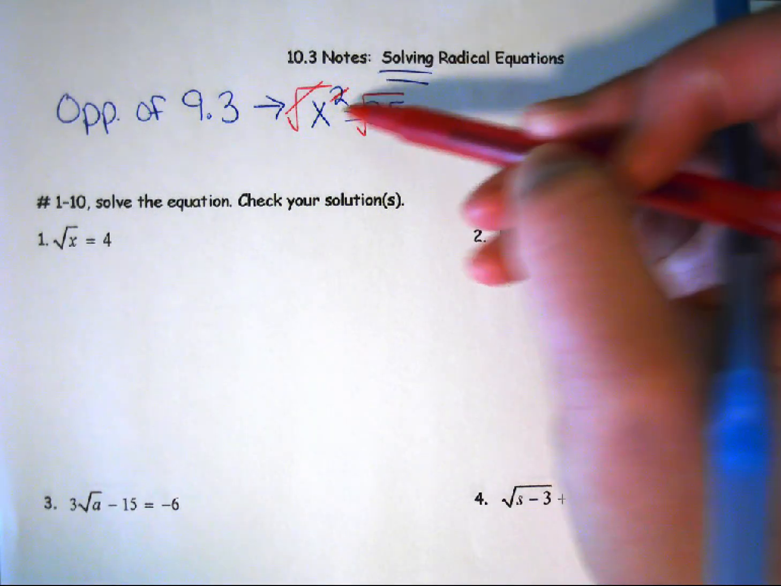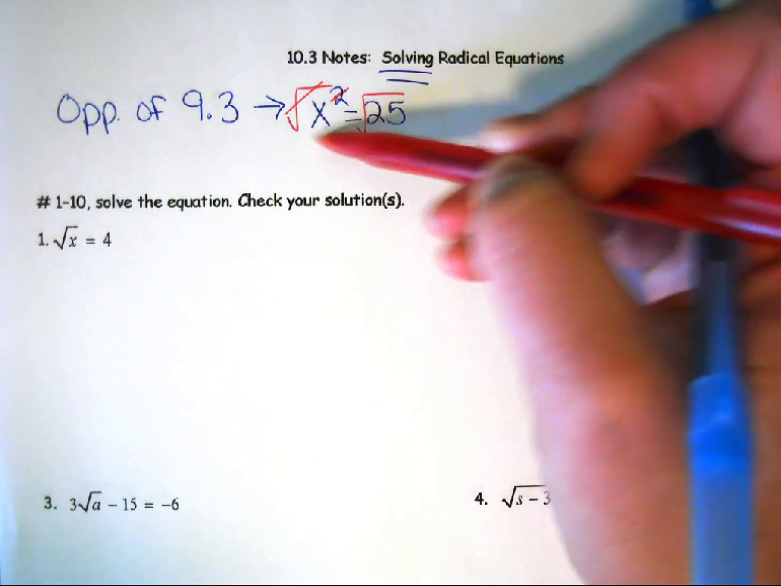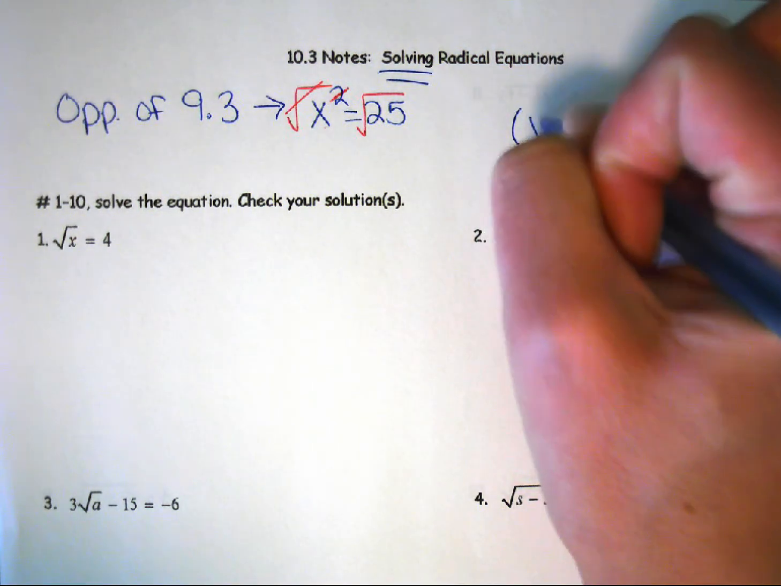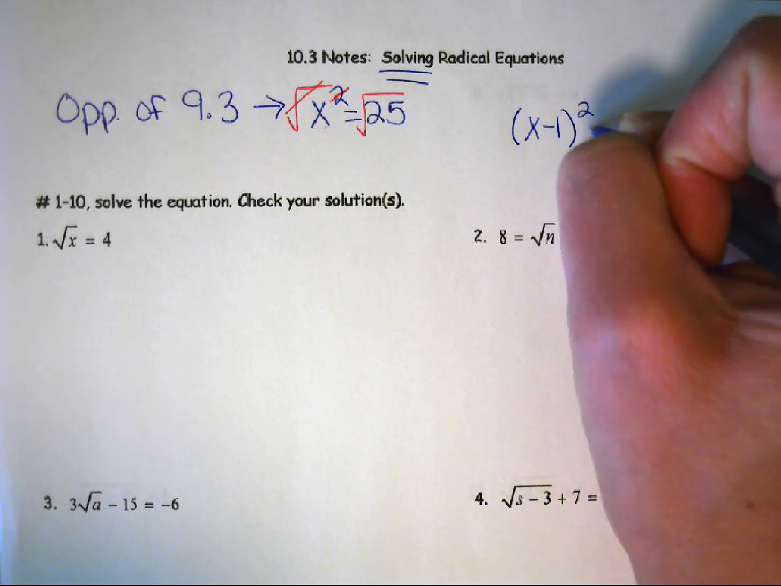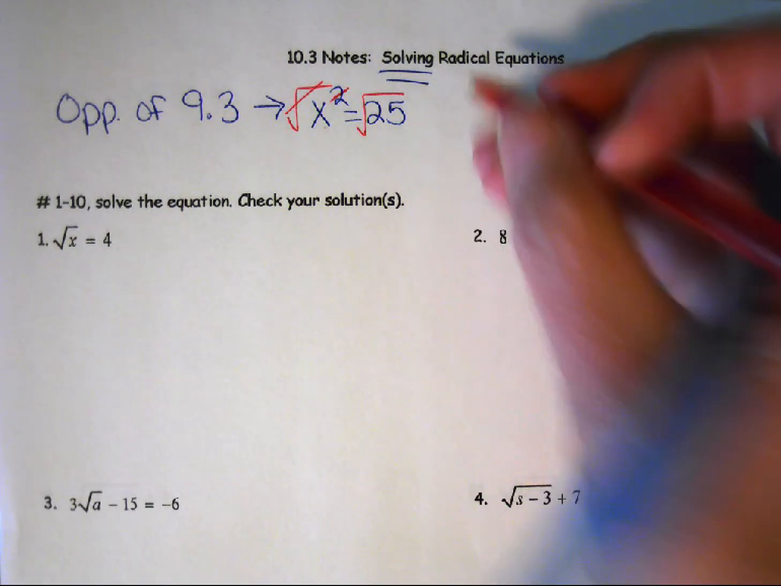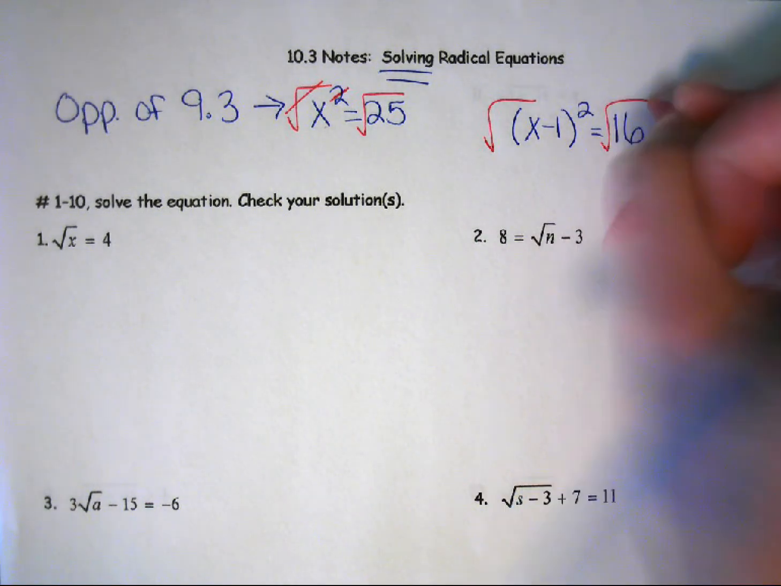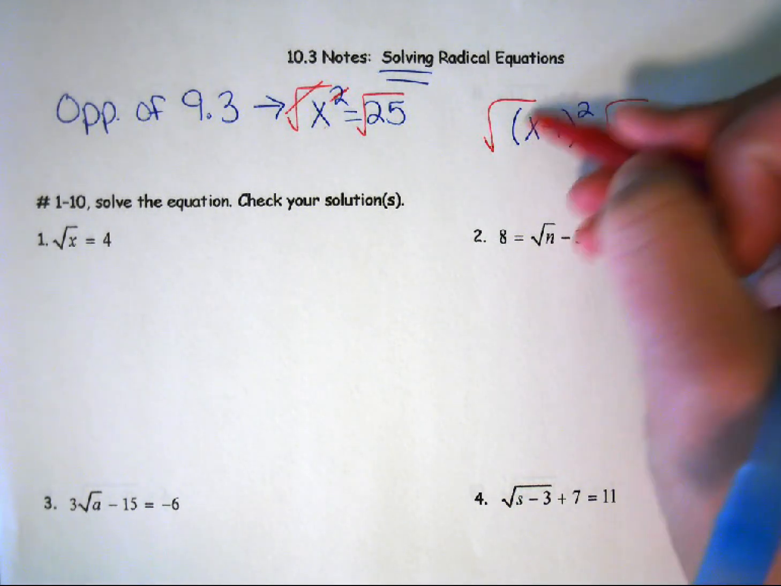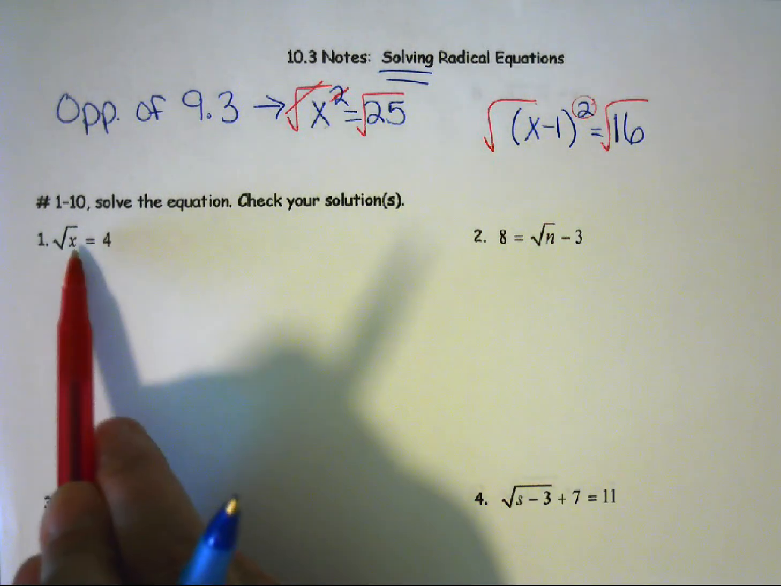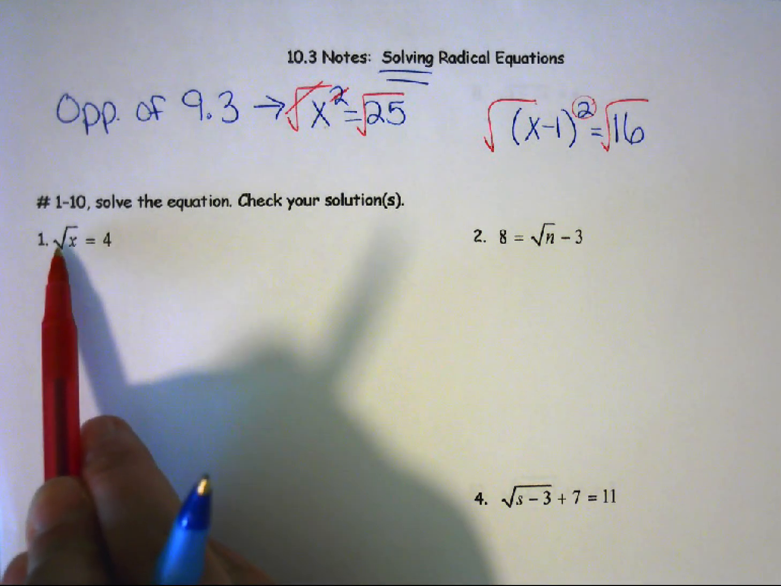So up here, remember we had problems that looked like this. We had x minus 1 quantity squared is equal to, say, 16. So what we had to do was take the square root of both sides and then solve it. Notice the square root cancels the square. So now you're kind of the opposite. You have the square root.